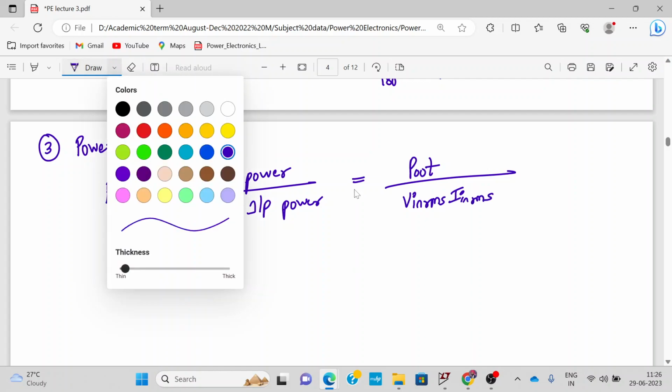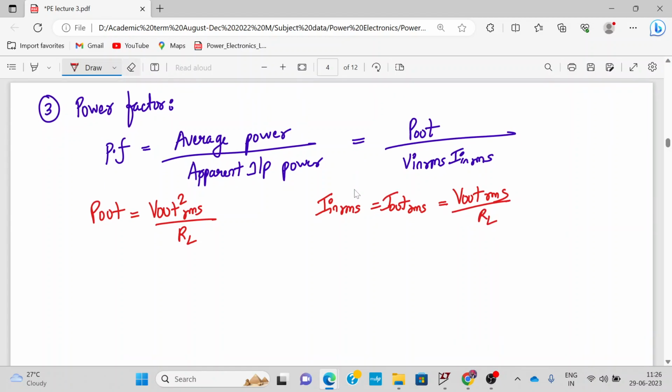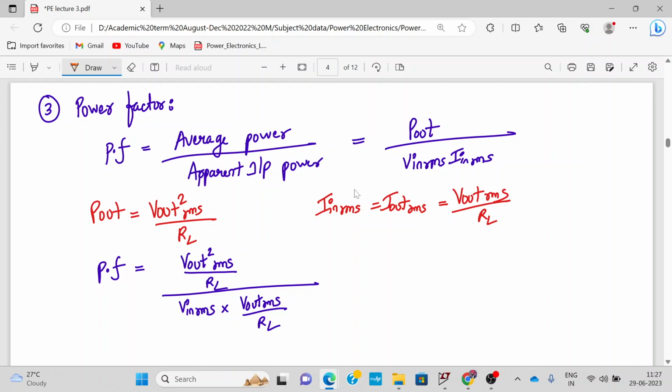Alright, and what is P out given by? P out value is V out square RMS divided by RL. And here in our case, we know that I in will be equal to I out RMS. We have seen that, right? The current remains the same, and that is given by V out RMS upon RL, since we have a resistive load. So let's substitute these values over here. Therefore, we can say power factor will be average value P out, which is V out square RMS divided by RL, and that is divided by V in RMS into V out RMS upon RL. So let's see what gets cancelled. RL and RL get cancelled. Here we get V out, and this V out gets cancelled.